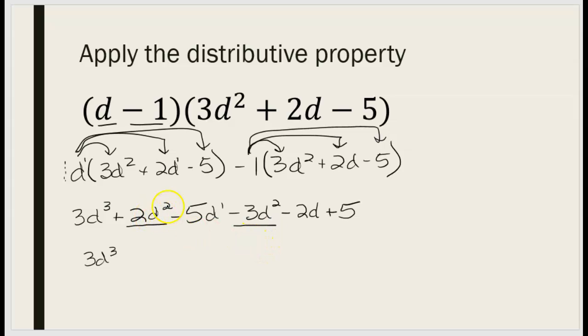How do I know those are like terms? The variables and their exponents match identically. That's how I know. So I have positive 2 of them. They're wearing the positive uniform. And I have negative 3 of them wearing the negative uniform. They're on opposite teams because they have different uniforms.